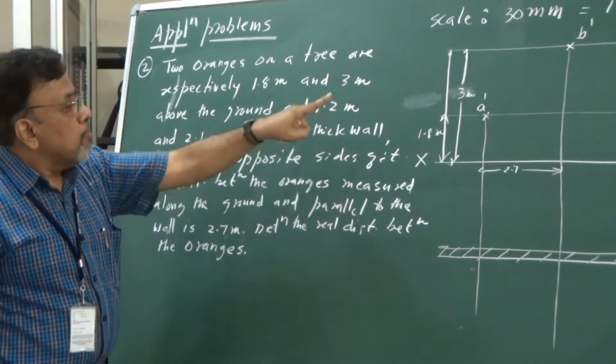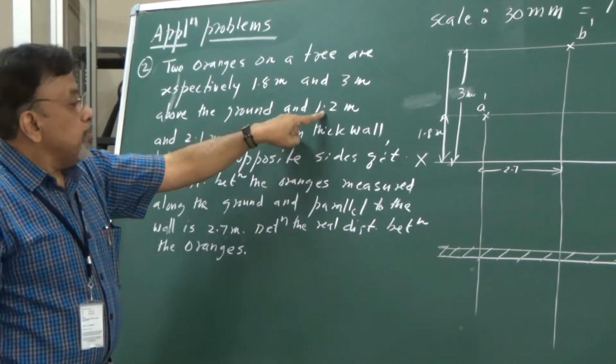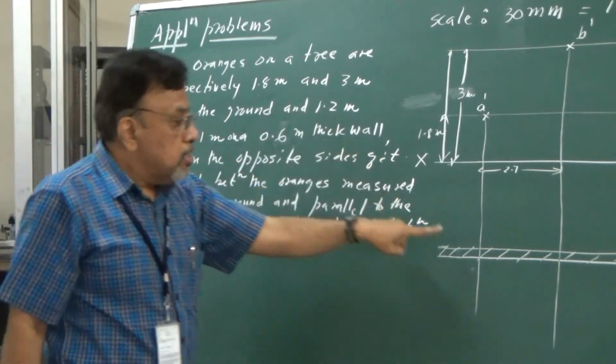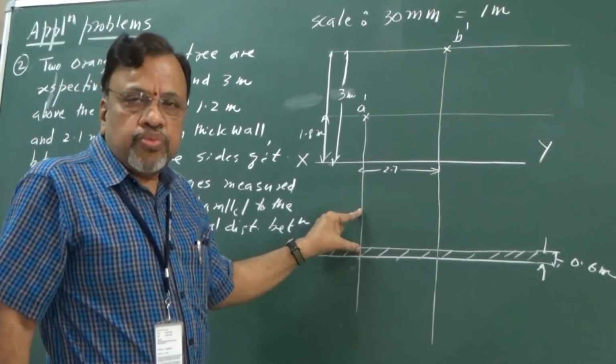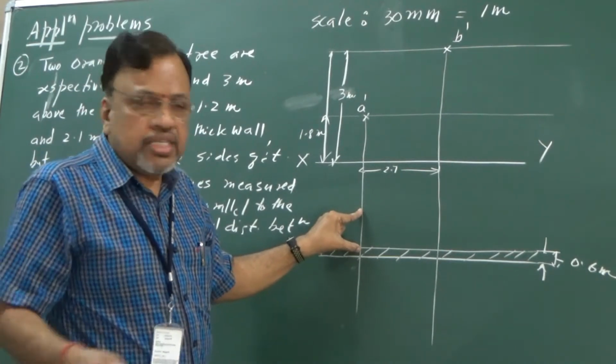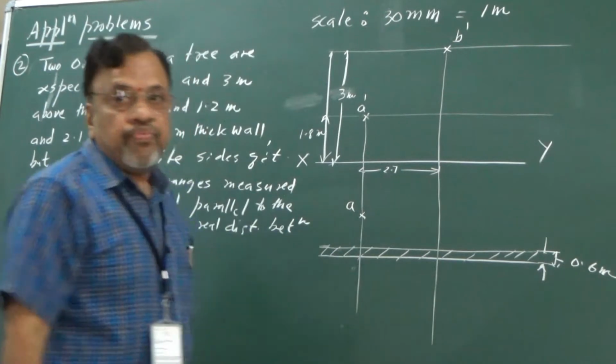That will say that for orange A, if I consider orange A, it should be 1.2 meters from this wall. So which is that wall? This one. So I should take 1.2. So what is 1.2 here? I should take this to be 36 mm. So let me consider this is that particular point A.